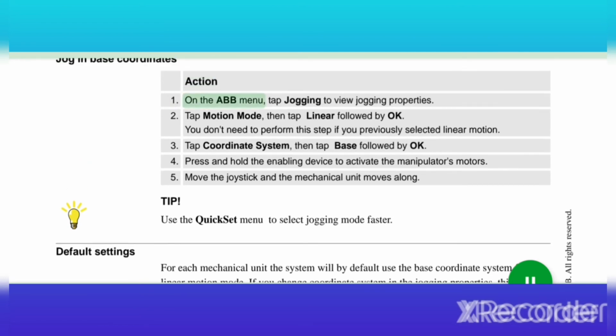Action. 1. On the app menu, tap jogging to view jogging properties. 2. Tap motion mode. Then tap linear followed by OK. You don't need to perform this step if you previously selected linear motion. 3. Tap coordinate system. Then tap base followed by OK. 4. Press and hold the enabling device to activate the manipulator's motors. 5. Move the joystick and the mechanical unit moves along.